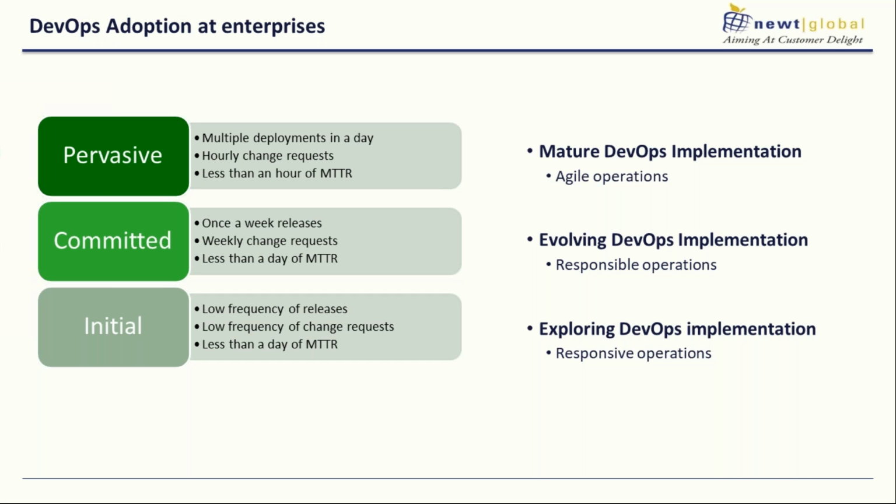These are all characteristics of low intensity DevOps companies, but then they are at the initial stage. They're exploring the DevOps implementation. The current reason would be to become more responsive.